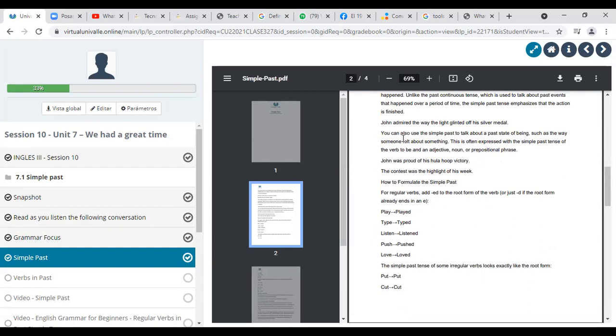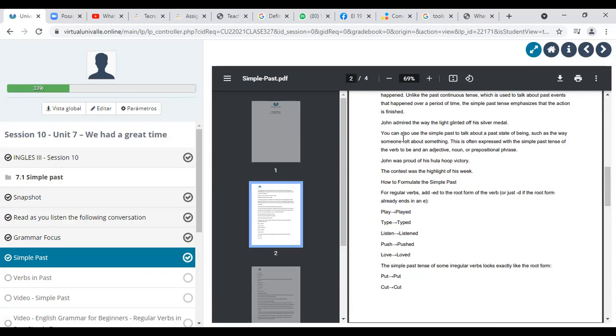You can also use the simple past tense to talk about a past state of being, such as the way someone felt about something. This is often expressed with the simple past tense of the verb to be plus an adjective, noun, or prepositional phrase. It means that when we talk about the simple past, we're not only focused on regular and irregular verbs, we also take into account the verb be in the simple past as a grammar tense. In this case, John was proud of his hula hoop victory. The contest was the highlight of his week.